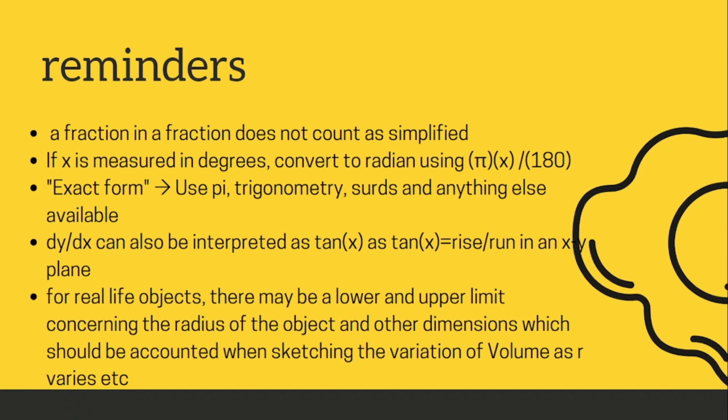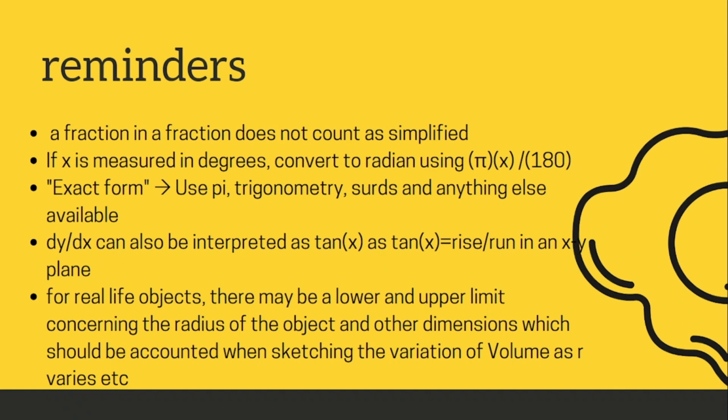Then if your x is in degrees, like let's say 120 degrees, we have to convert it to radians, and we do so by multiplying by pi over 180. When it asks for the exact form, you can use pi, trigonometry, and anything else that's available like logarithms. And dy/dx can also be interpreted as tan x, because dy/dx is meant to be the gradient. So it's basically the rise over run in an xy plane.